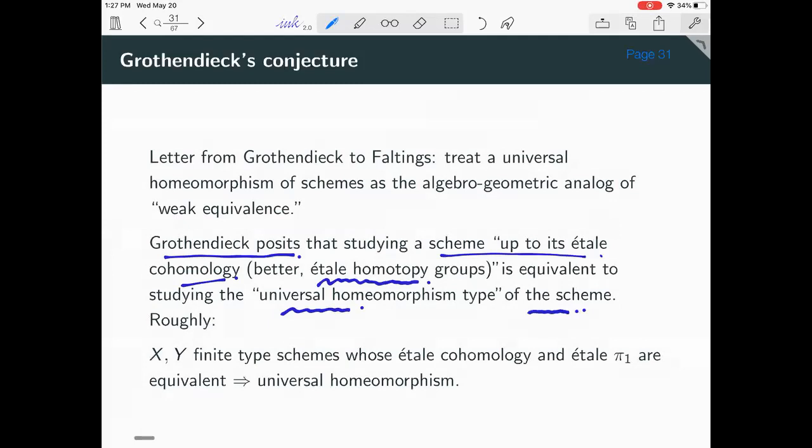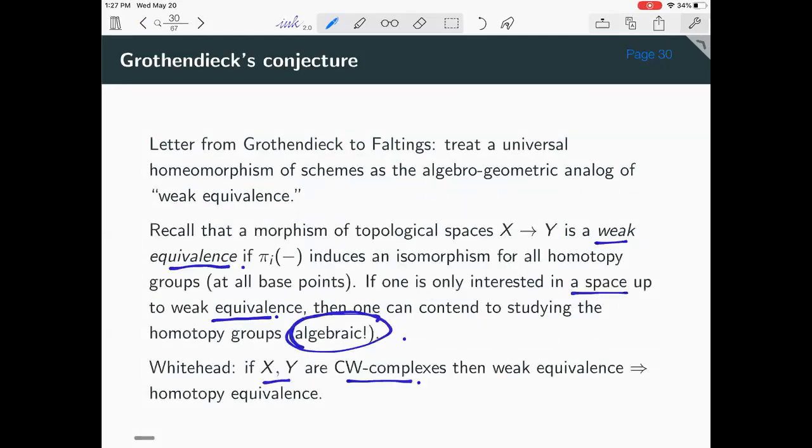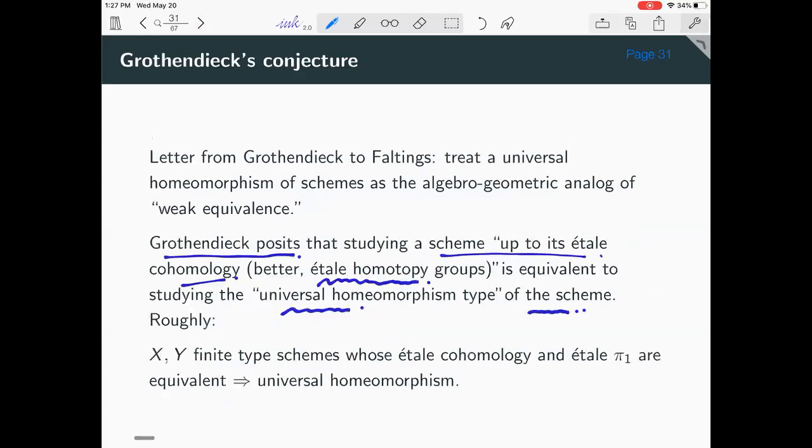So this is sort of a parallel to the slogan above, where this is the version of the Whitehead theorem that Grothendieck envisioned: if you have two finite type schemes whose étale cohomology and étale pi 1 are equivalent, where of course étale cohomology and étale pi 1 must be taken with respect to all local systems, then in fact it is a universal homeomorphism.